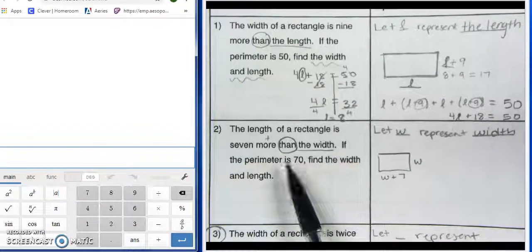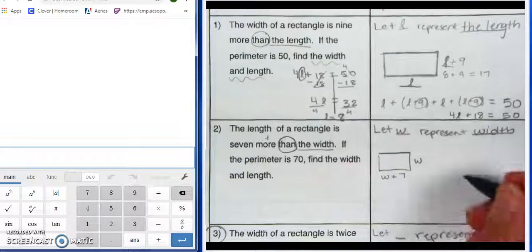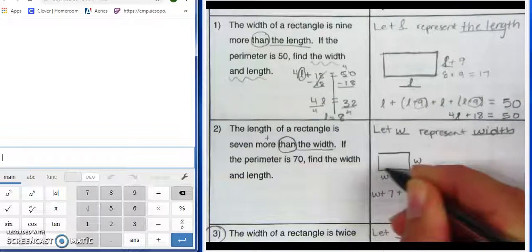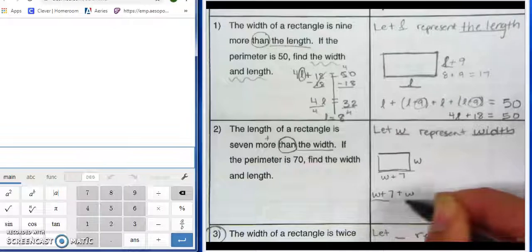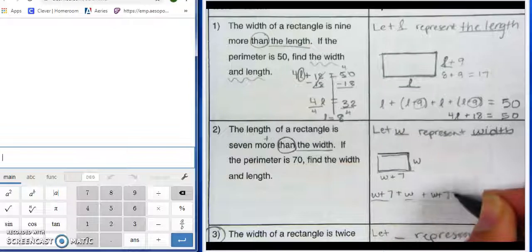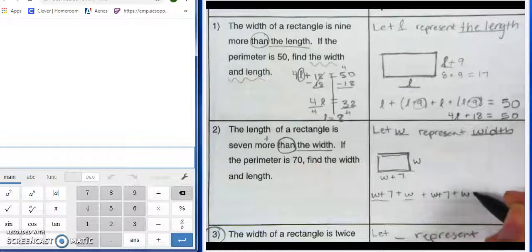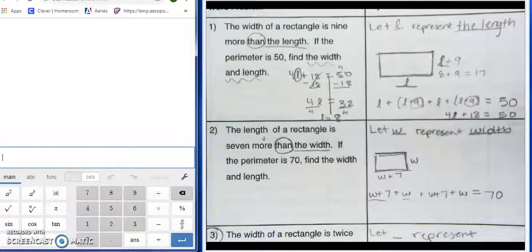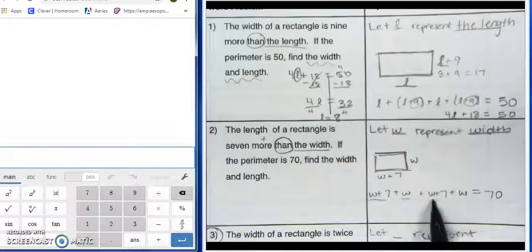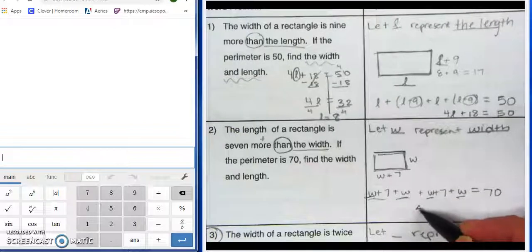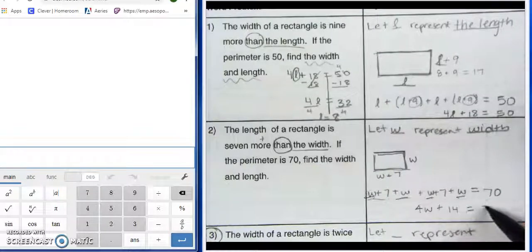Now I can read the rest. If the perimeter is 70, find the width and length. So perimeter again means add all the sides. So we've got W plus 7 plus W plus W plus 7 again because of the top matching the bottom, and then another W. And that perimeter this time will equal 70. Hopefully you see the like terms to combine. We've got W plus W plus W plus W. They all have matching letters. And so I have 4 W's plus 14 will equal 70.